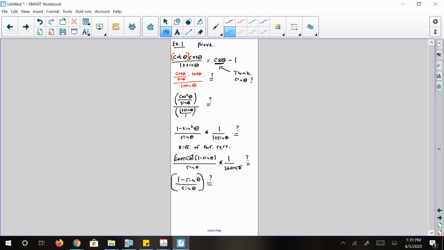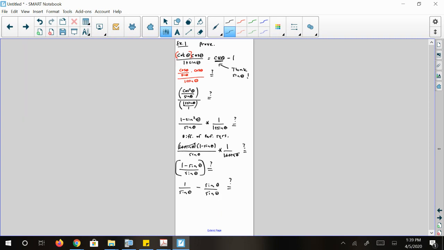So I'm going to take this fraction and rewrite it as 1 over sine of theta minus sine of theta divided by sine of theta. Okay, and then from here I can finish the problem because 1 over sine of theta is the same thing as cosecant of theta. And sine divided by sine is the same thing as 1. And that is exactly what I wanted here, I wanted cosecant of theta minus 1 when I'm finished, okay?